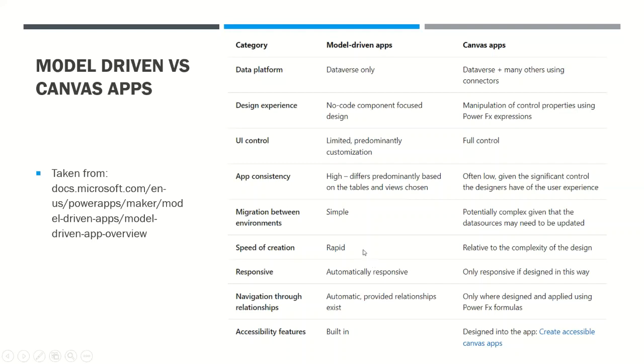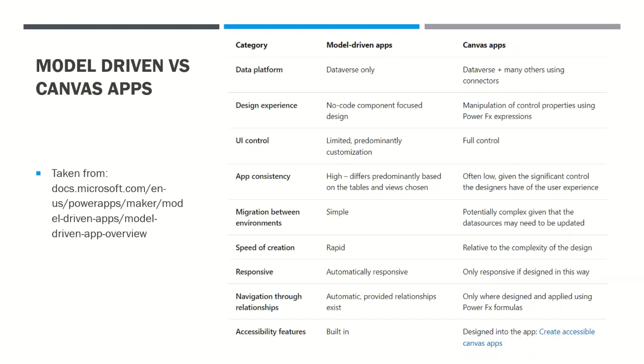Model-driven app is rapid development. All you need to do is create your database tables, create your views, and then generate your app out of it. Whereas Canvas app is relative to the complexity of the design. There is some scaffolding available, but if you need drastic changes, or if you want a non-conventional UI, then you need to write your own code and make your own design.